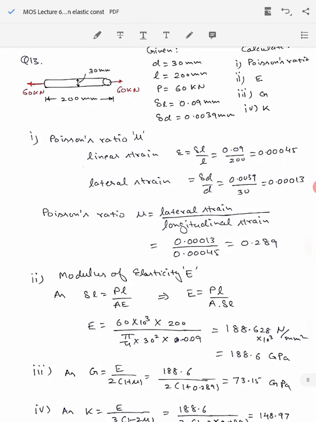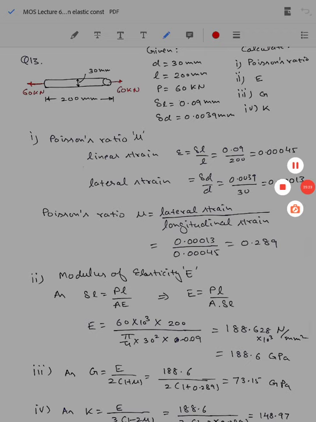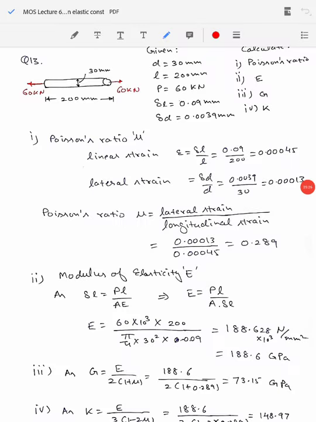Let's do a numerical. So you have a case of a solid rod whose diameter is 30 millimeter and its length is 200 millimeter. It is subjected to a pull of 60 into 10 to the power 3 Newton, or 60 kilonewton. You are also given the data that this particular pull will cause the change in the length, delta L, as 0.09 millimeter, and the change in the diameter of this rod because of the applied load is 0.0039 millimeter.